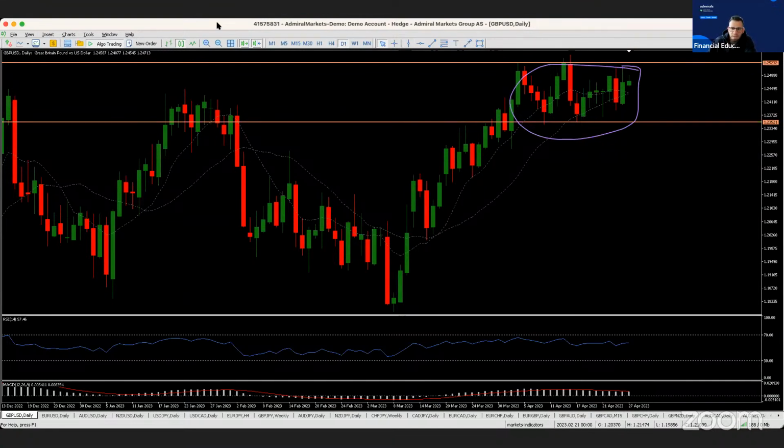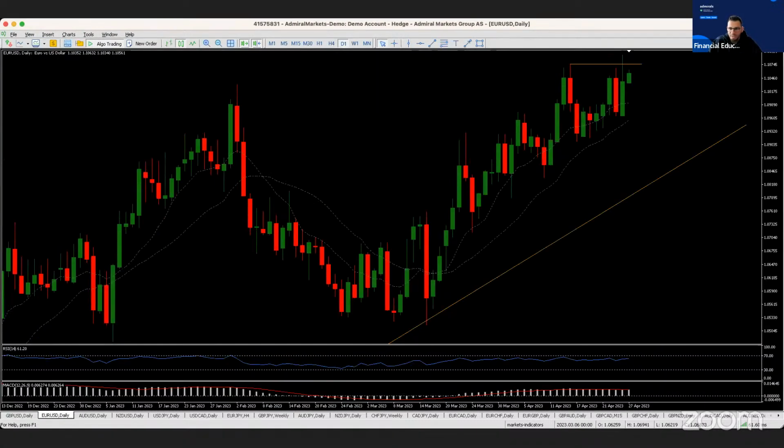So with the pound and the US dollar, we do expect to see some more consolidation here until we finally see the breakout either to the upside or to the downside. For now, the market is just moving sideways. Next one, Euro US dollar.